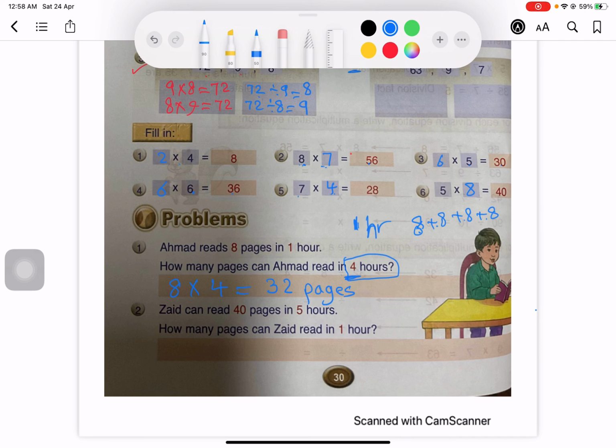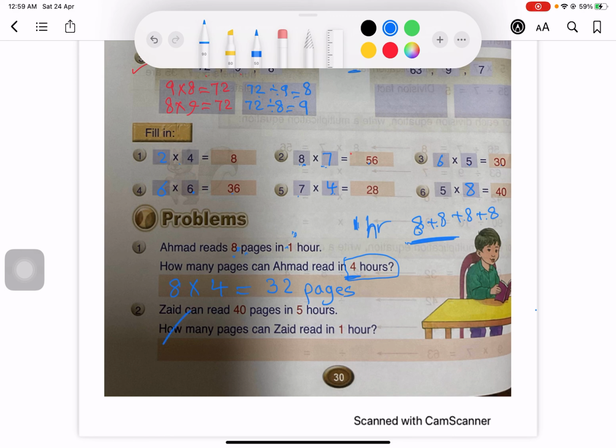When you have a problem solving, and from the problem solving you understand that you are repeating something. 8 pages in 1 hour, 8 pages in 1 hour, 8 pages in 1 hour. You are repeating the 8. How many times? 4 times. So it will be 8 times 4.